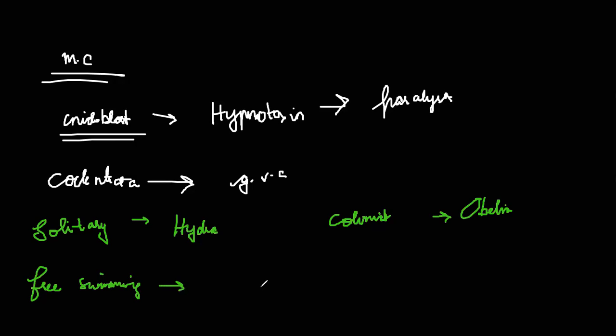Free swimming, it is Aurelia. And sessile, obelia is live in colonies and it is sessile. Sorry, not moving. It is fixed, attached to a point. So attached to a point and living in colonies, it's obelia. And solitary hydra, free swimming Aurelia. Clear with that?